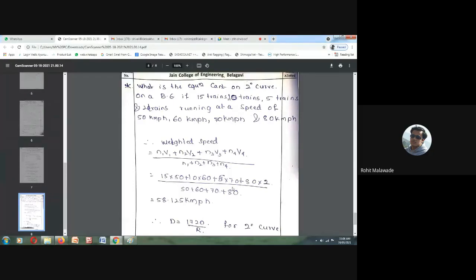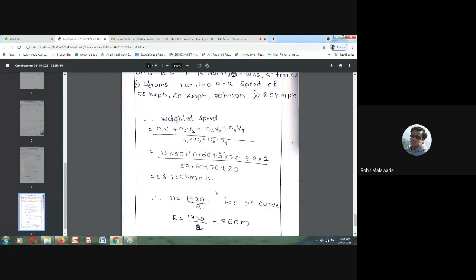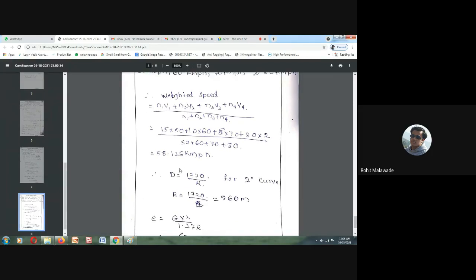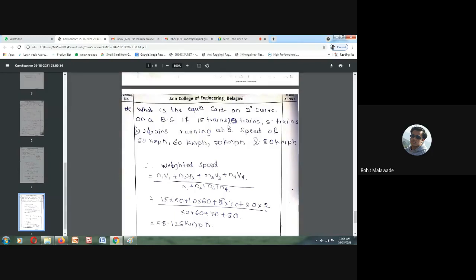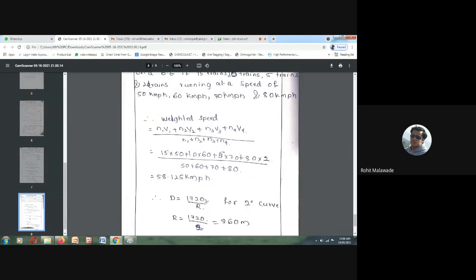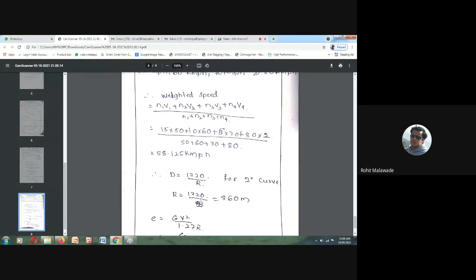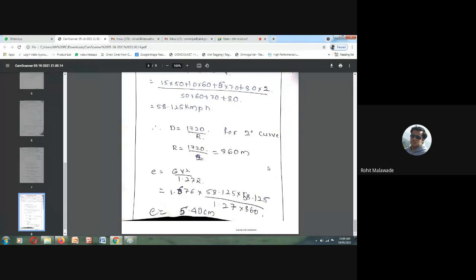So this we have already done in the previous problem, the same one. N1 is 15 into 50, right? 10 into 60, then 5 into 70, then 2 into 80 divided by 50 plus 60 plus 70 plus 80. So if we do all this, we can find out the weighted speed. Okay, so it is 58.125 kmph. So what is the cant equilibrium on a 2-degree curve? If I want to find out the R, because I will need R in order to find out the super elevation, I will calculate it as 1720 divided by 2 for a 2-degree curve. So it is 860, right?